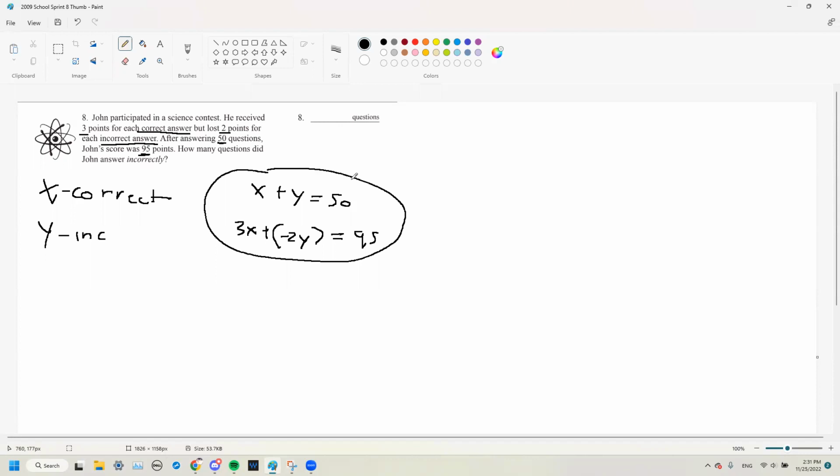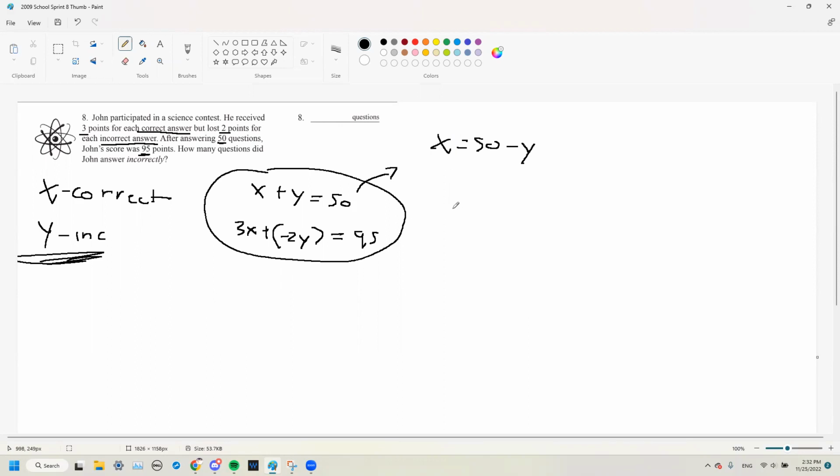We have to start our question. So we want to solve for how many questions John answered incorrectly. Therefore, we want to only have y's in our final equation in order to make it easier to solve, right? That's just one less step. So I'm going to take this first equation and put it in terms of x, and you'll see why in a second. So I'm going to have x equals 50 minus y. I just simply subtracted y from both sides in order to get this.